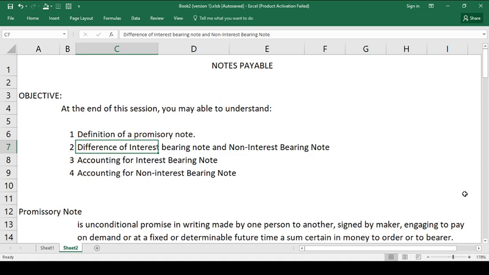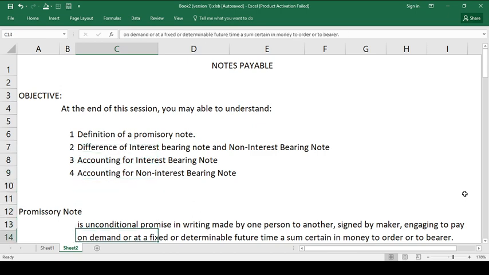So for today's discussion, our objective is that at the end of this session you may be able to understand the definition of a promissory note, and at the same time determine the difference between an interest bearing note and a non-interest bearing note. The third and fourth objectives of this session will be related to the accounting for an interest bearing note and the accounting for a non-interest bearing note. So those will be our premise for today's discussion.